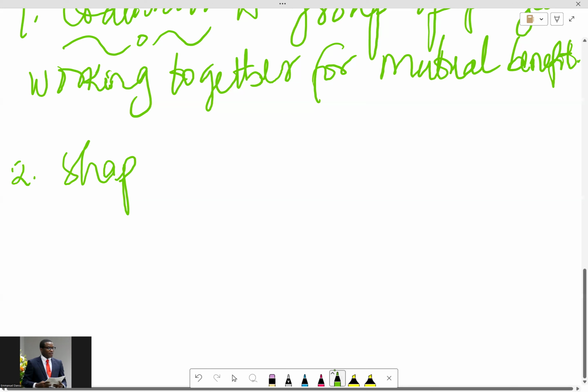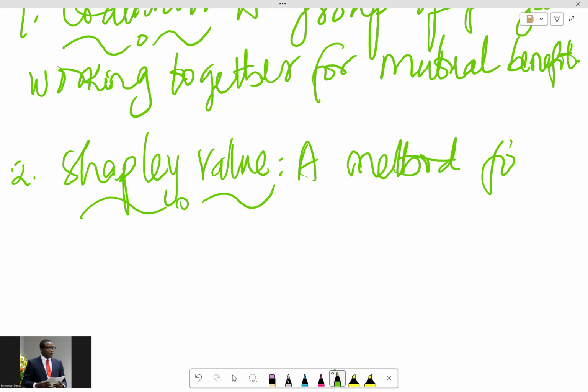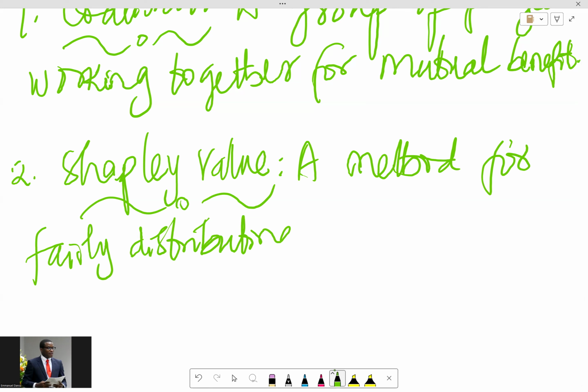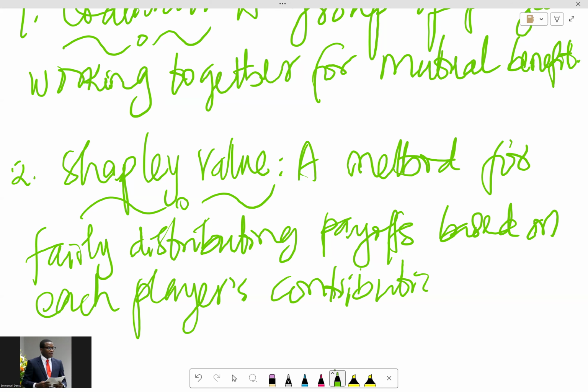Then we also have the idea of Shapley, I think it's better pronounced Shapley. We have the Shapley value, which is a method for fairly distributing payoffs based on each player's contribution. This is to guarantee fairness in the cooperation.